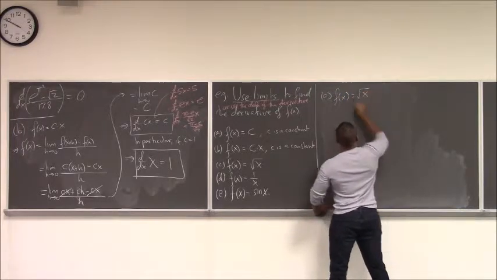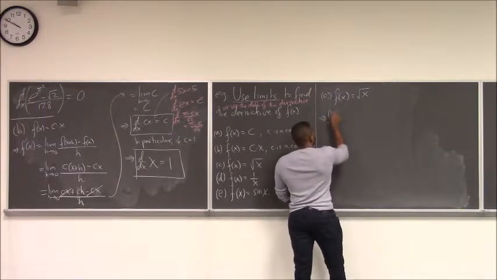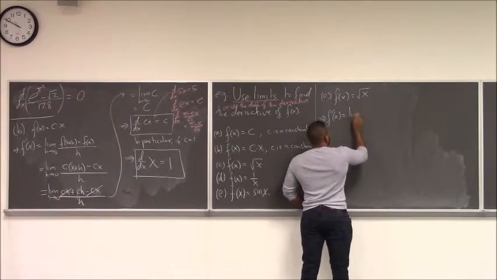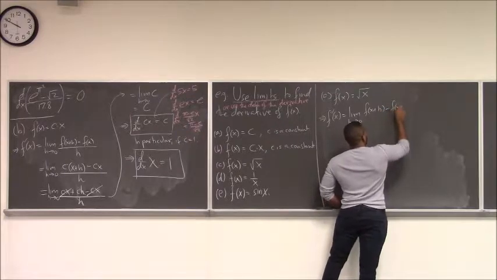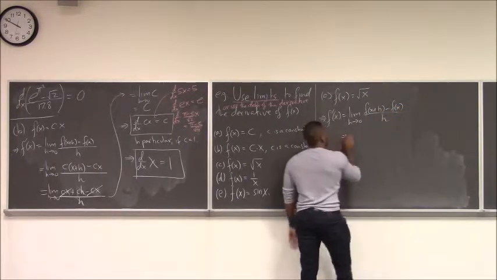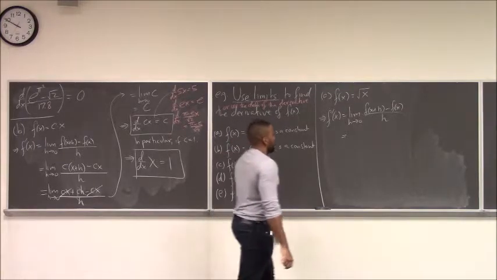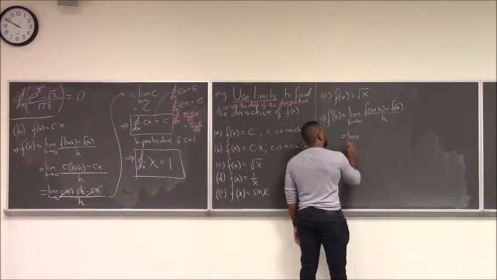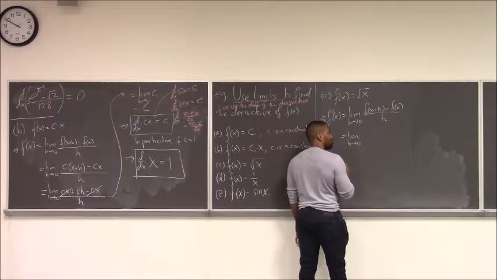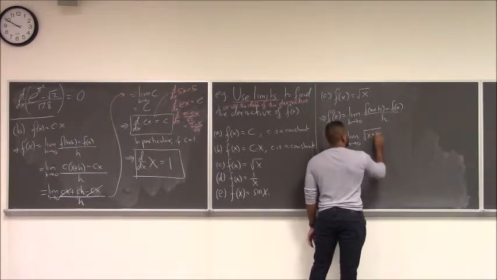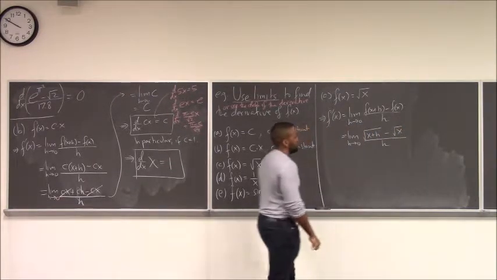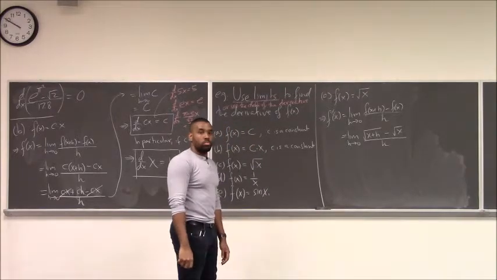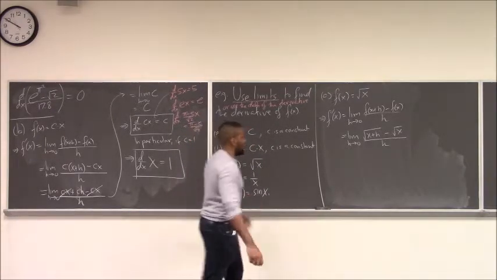If f of x is a radical, this means our derivative will look like the limit as h approaches 0 of f of x plus h minus f of x over h. What would f of x plus h look like here? Square root of x plus h. Square root of x plus h minus the square root of x, all over h. How do we find that? Multiply and divide by the conjugate.